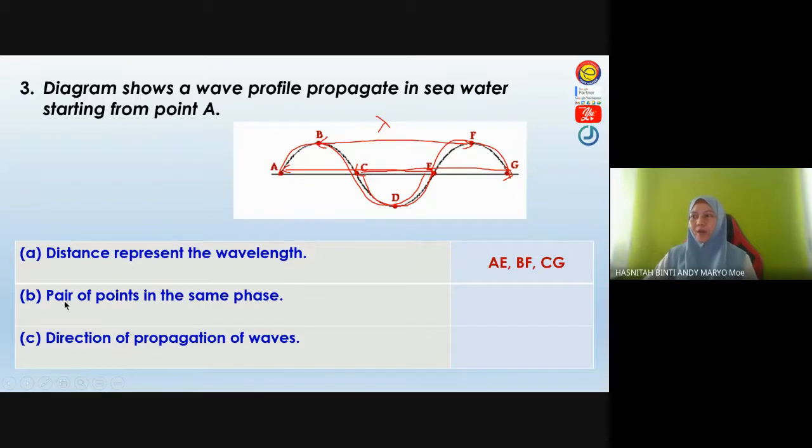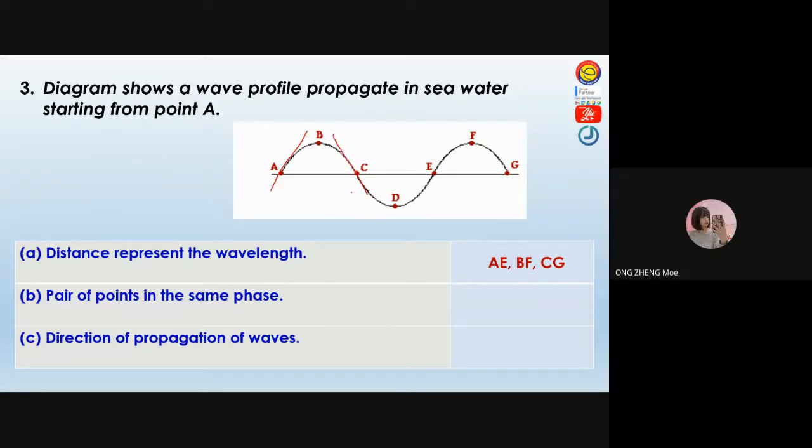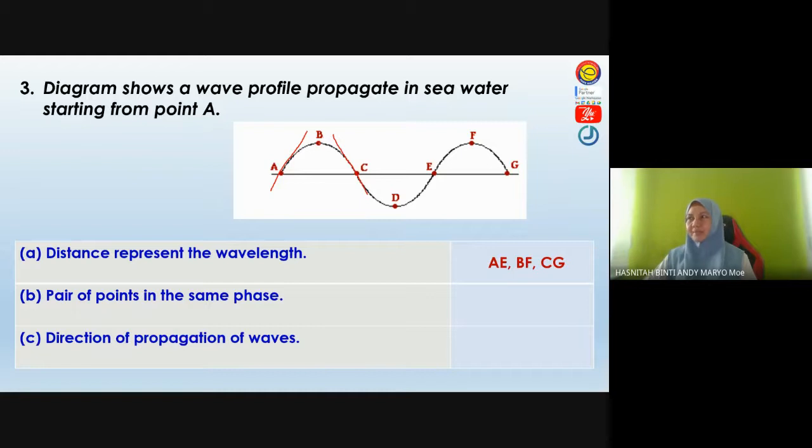Okay, now pair of points in the same phase. Which points are in the same phase? Okay, we erase this first. Any idea? AC. Same phase. Are you sure AC is in the same phase? A is like this, and then C is this way. Oh, B and F. Yes, B and F are both at the crest.